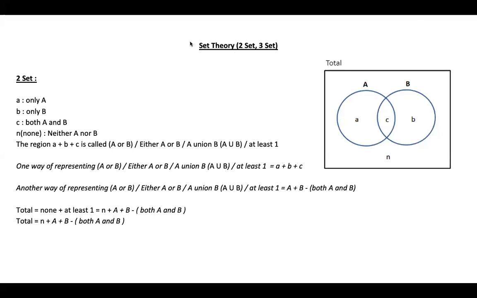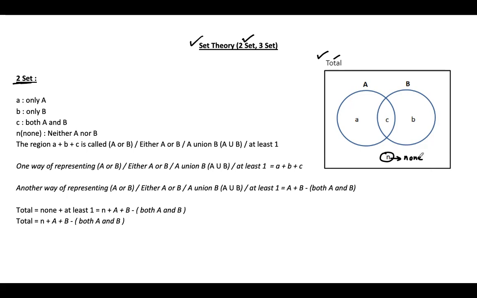Okay, set theory, important. So right now we'll discuss 2 sets. So 2 sets look like this. This represents the total of whatever values are there in the rectangle. Vatsalya, what is this region that is outside the circles? It's neither A nor B.